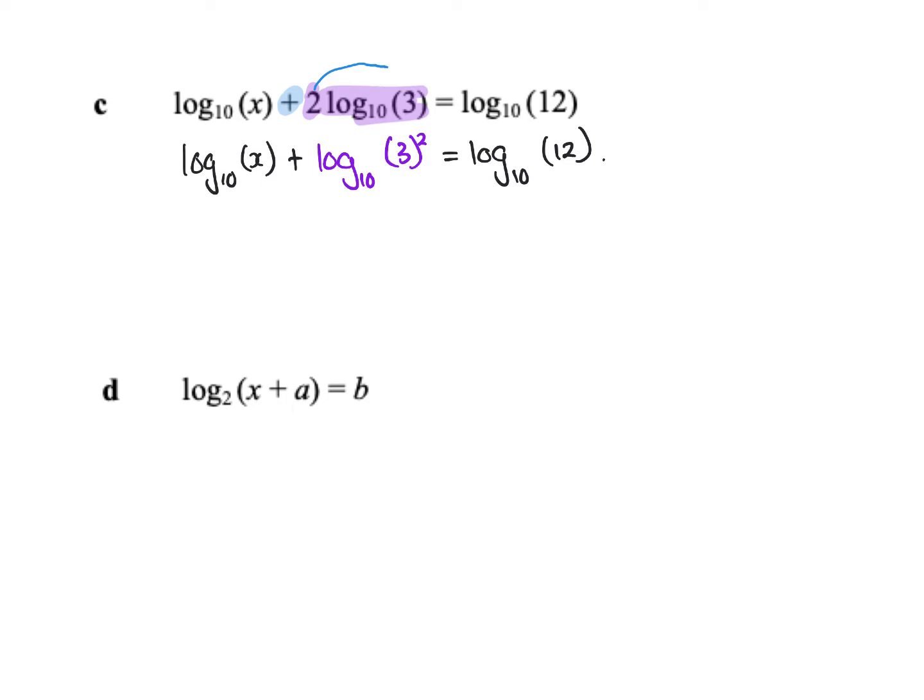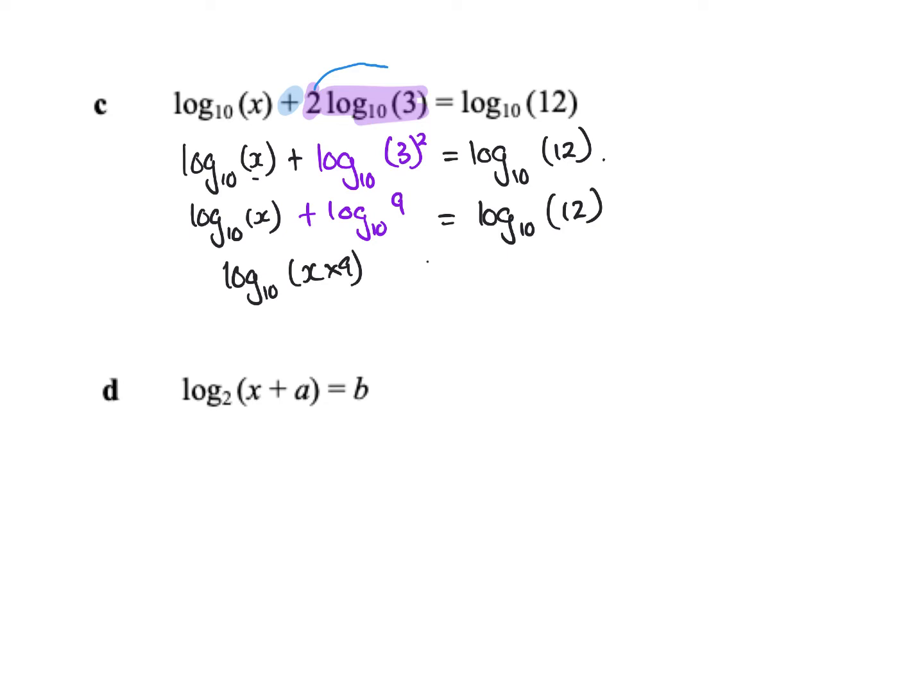Now, when you add logs, you multiply them together. We know that 3 squared is 9, so I'll write that in there so you don't get lost in what I've done. Now I know the rule is when we add logs, we multiply the numbers. So it's going to be log 10, and because we're adding, it'll be x times 9 there. And I'm still leaving that other one over there.